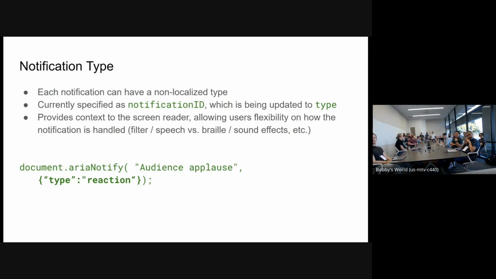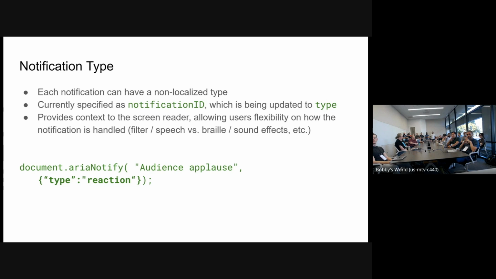So the other additional functionality that is currently specified with the ariaNotify proposal is an option to provide a notification type. In the current explainer, this is called a notification ID, but based off of discussions at TPAC, this is likely going to be changed to a name of type or notification type. The type is a non-localized string that provides context to the screen reader, allowing user flexibility of how the notification is handled. The idea is that an AT could use the type to provide users with a way to filter out the notification, or potentially based on the type, they could opt into having a sound effect played instead of the notification string.